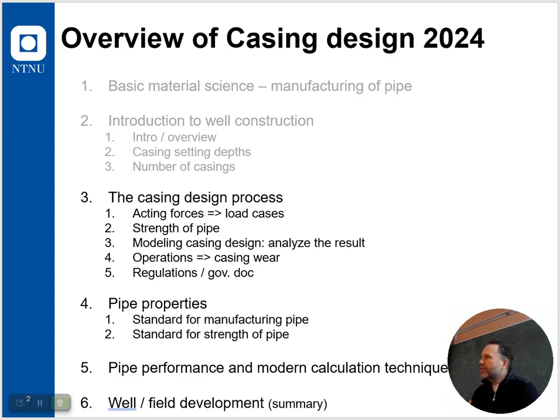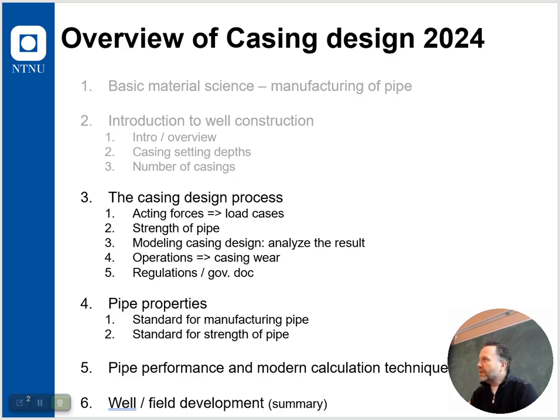Understanding the strength of pipe. We made the basics when we talked about basic material science and the manufacturing of the pipe. We'll get back to that part a little bit towards the end of this session 3 casing design process, as we call this. And then analyzing the result, understanding these curves, what the strength is compared to the load, understanding what we are looking at, knowing that yes, this is good, or no, that's not good.